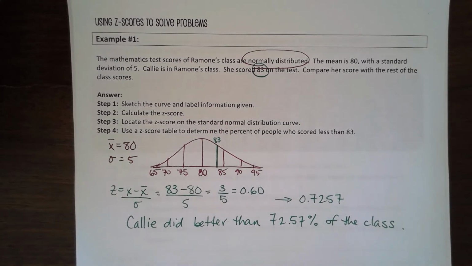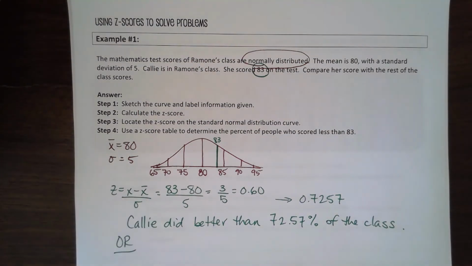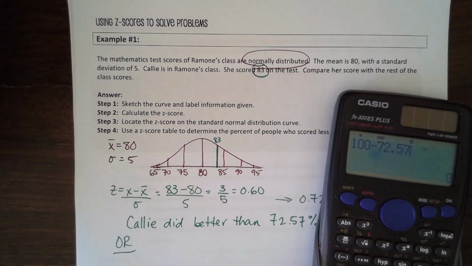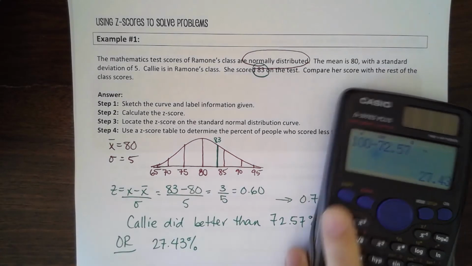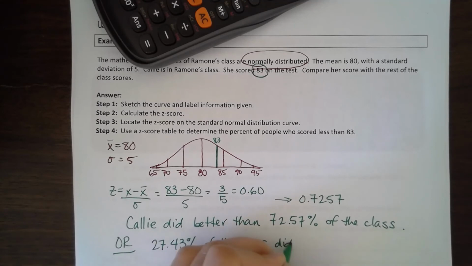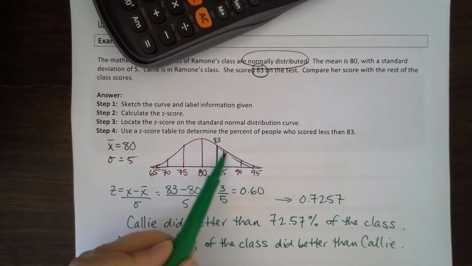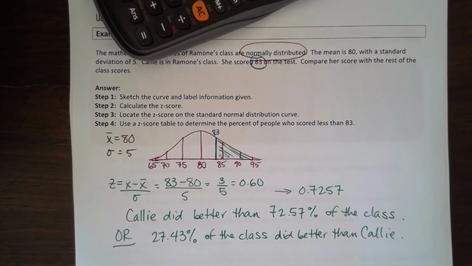If we wanted to know how many people did better than her, right, we could say, well, 100 minus 72.57, we could say 27.43% of the class did better than Callie, right? Because that would be this percentage here to the right of her score. Okay, so hopefully that makes sense.